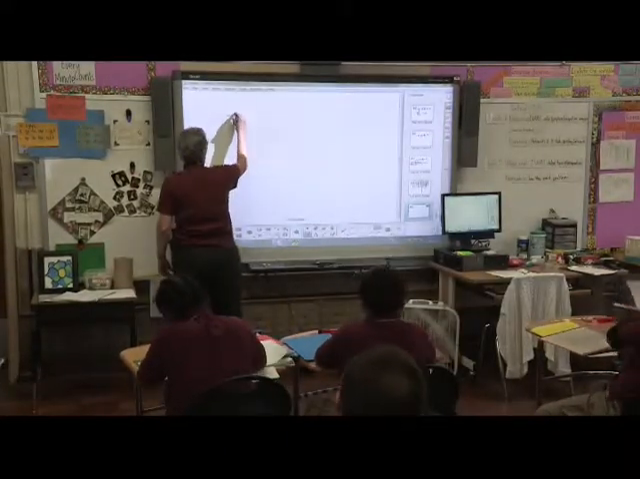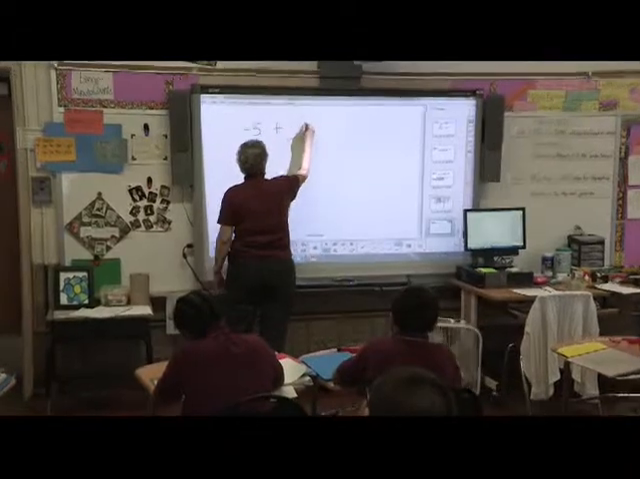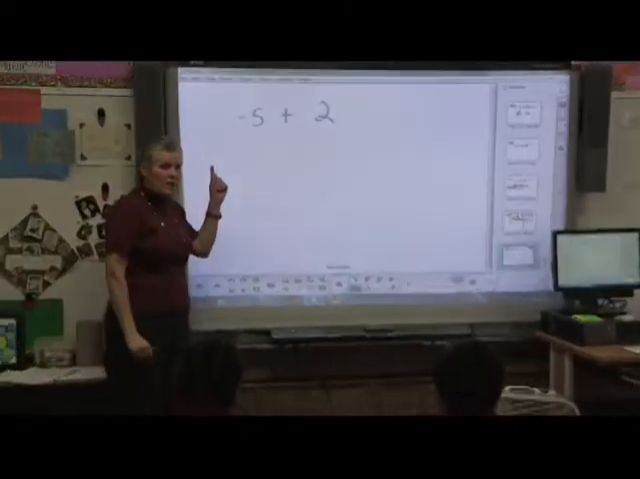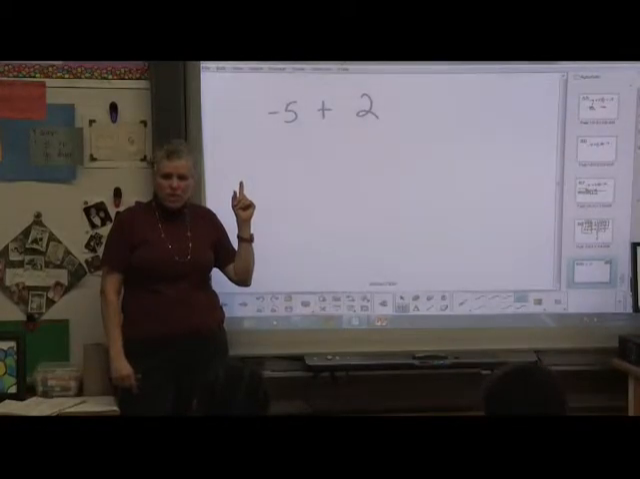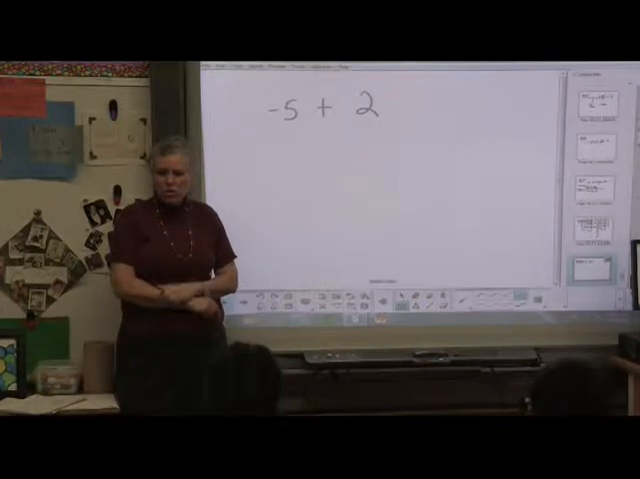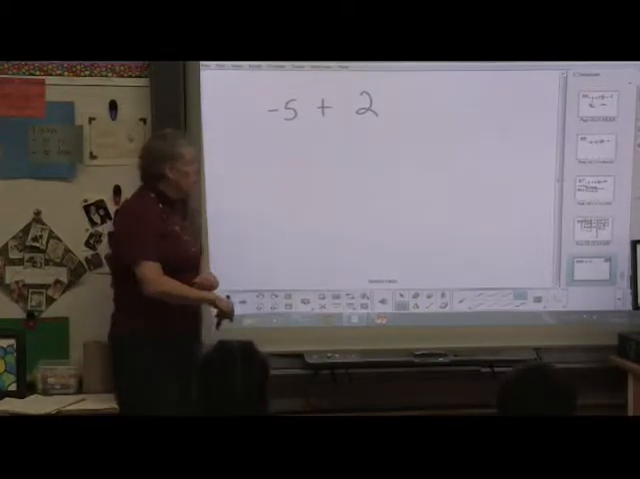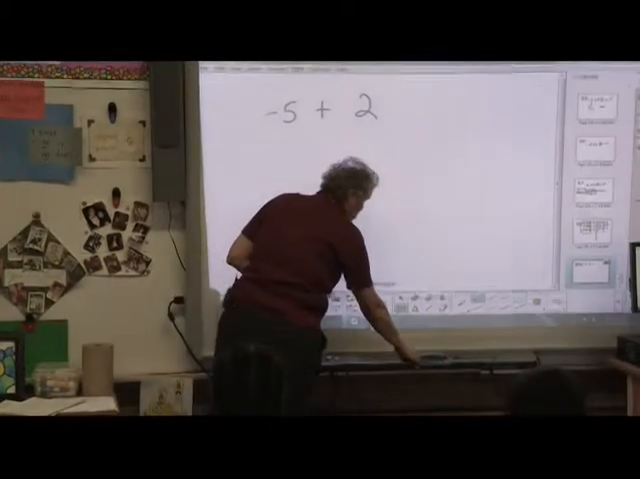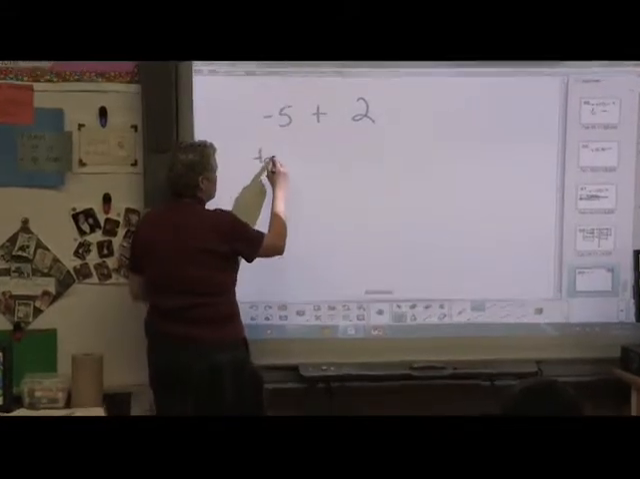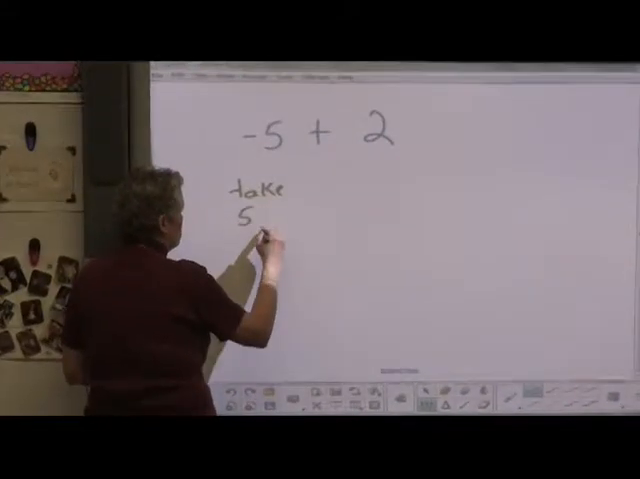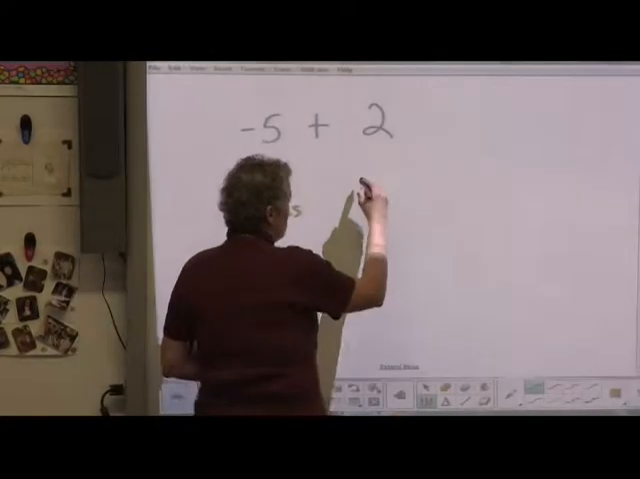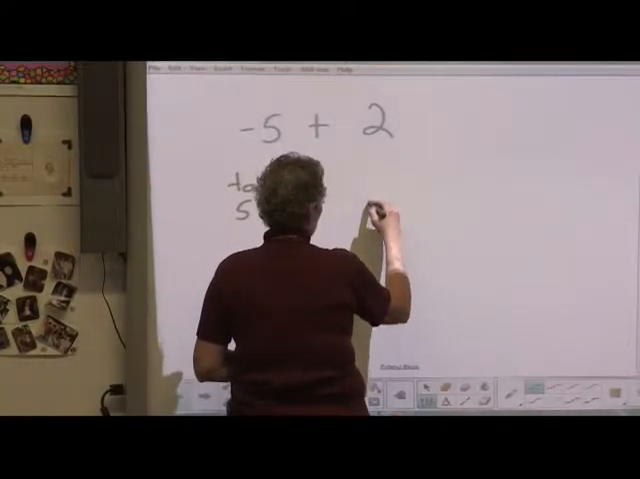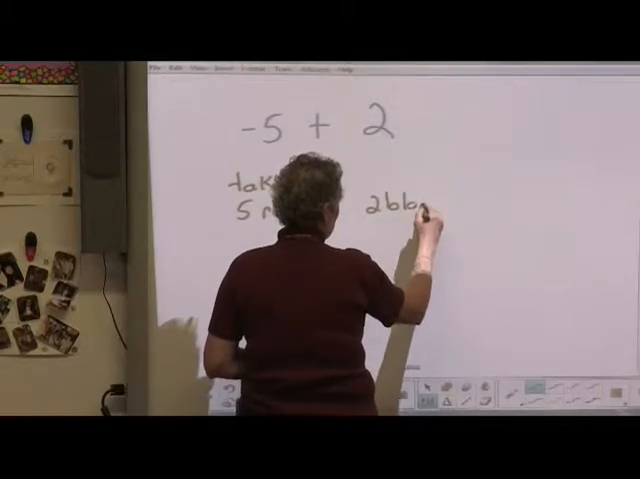So if I say negative 5 plus 2, take 5 reds out and put it on your communicator. Cameron, take 5 reds out and put it on your communicator. So this says take 5 reds, and what are you adding to it? 2 blacks.